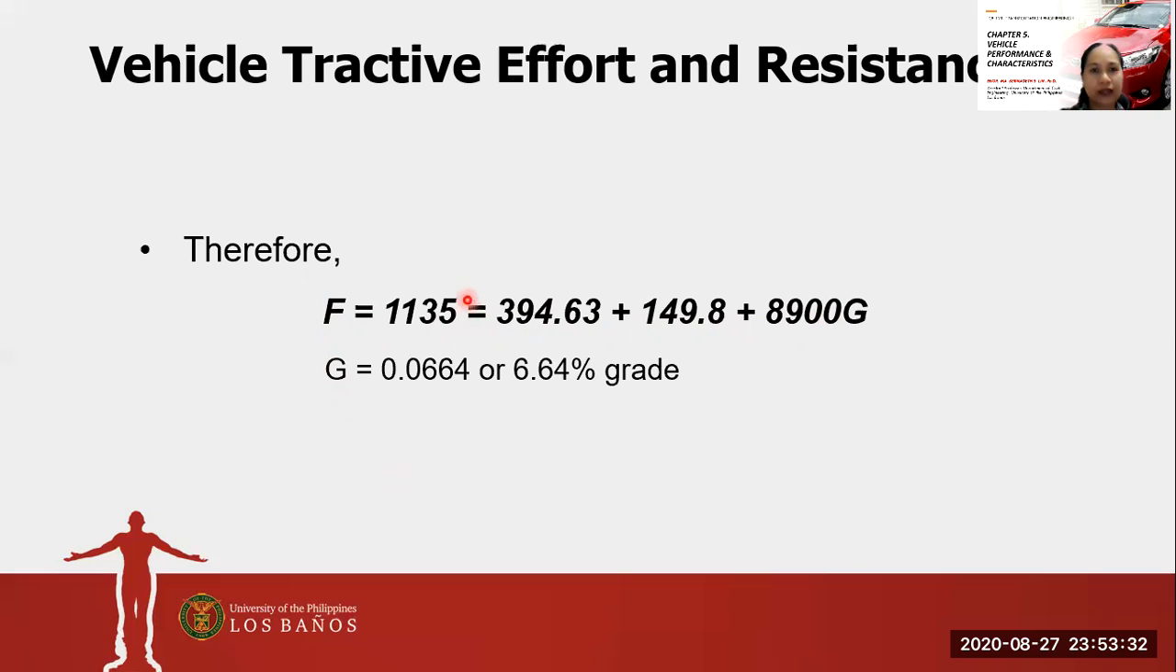So therefore, with our first equation in our solution, F is equal to the summation of all the resistance, and we are given the F. It's equal to 1,135 newtons is equal to the sum of, this is the aerodynamic resistance, the rolling resistance, and then this is the grade resistance. And solving this equation, we can therefore solve for G, which is 6.64%. So that solves our example number 1, determining the vehicle tractive effort and considering the resistance forces.